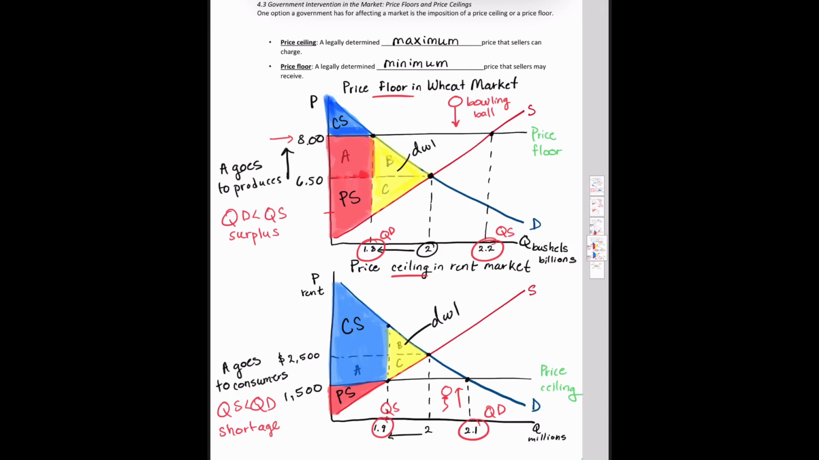So a ceiling set above market equilibrium is ineffective. A floor set below market equilibrium is ineffective. So I want you to think about bowling balls and balloons respectively for price floors and price ceilings.